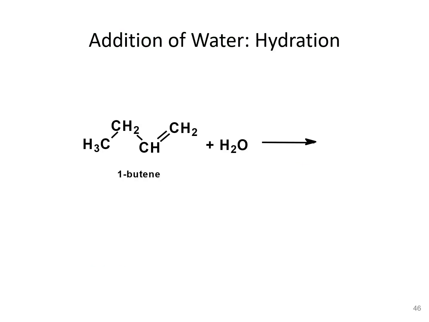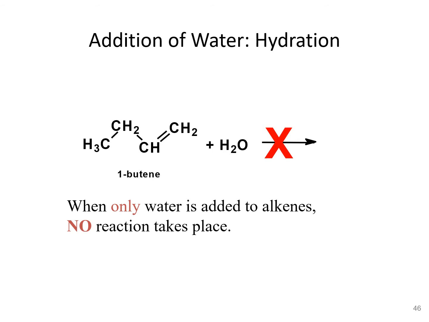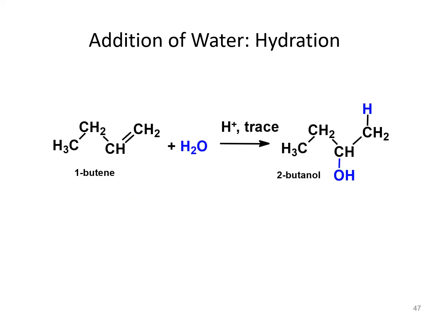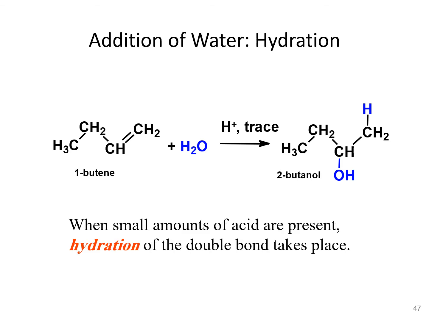As it was there in the previous slide as well, a strong acid is required for the reaction. If only water is added to the alkenes, no reaction will take place. So with only water, the reaction does not occur, but when a small amount of acid is present, only then will this hydration take place, and it is usually required in small quantities, as mentioned here as the word trace, which also means in a very small quantity.